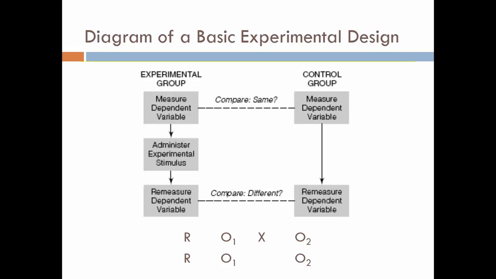Now underneath that, there's some notation that you'll frequently see in a journal article. The R's represent the two different groups, the O1s are the pretest, X is the intervention, and the O2s are the post-test. So now when you read an article and you see that, you'll know that what they're saying is they did a basic experimental design.